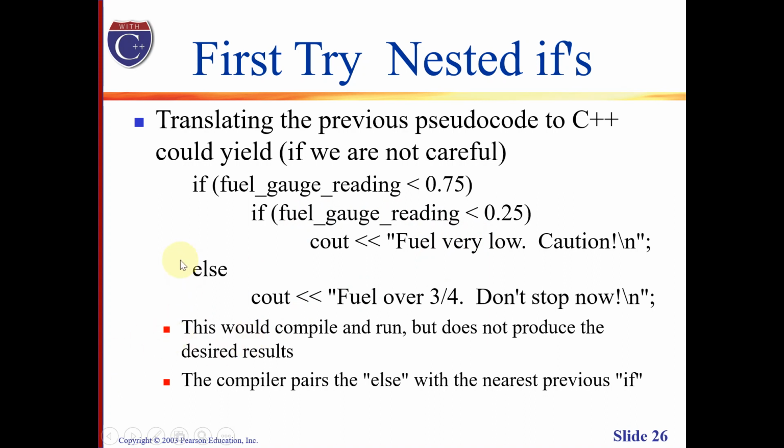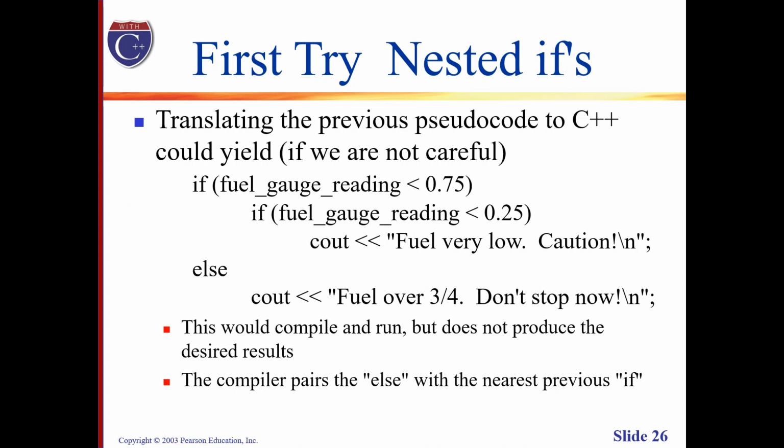It's because, as we previously said, our compiler is not going to pair this else statement with the first if statement like we intended. Instead, it will pair this else statement with the nearest previous if. Therefore, we are not going to get the correct answer or output from this program if our fuel reading is more than 0.75.